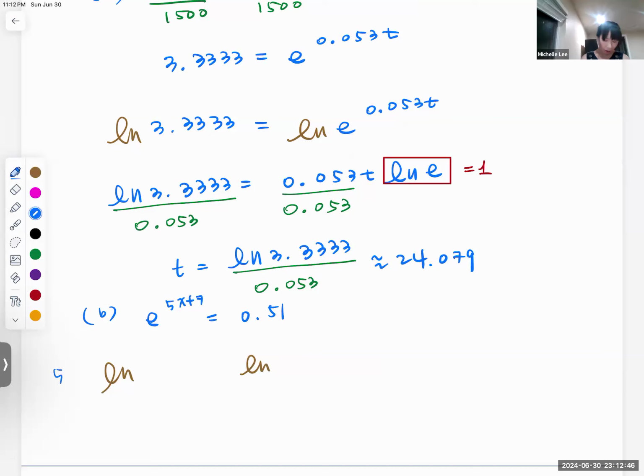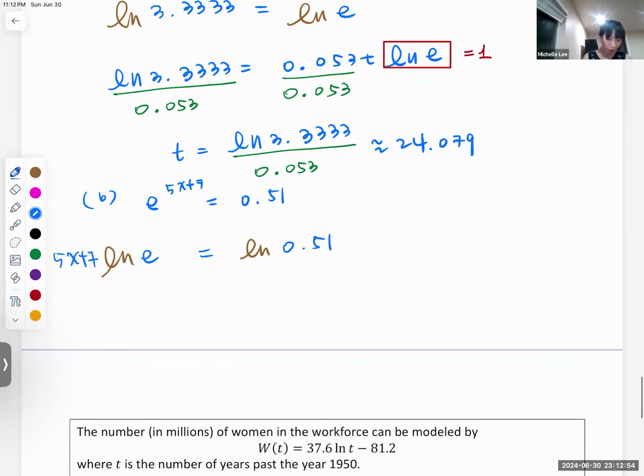So let's do one step, because we had experience earlier. And we knew the natural log of e is 1, right? Okay, then we have a 5x plus 7 there. Then we subtract 7 from both sides.